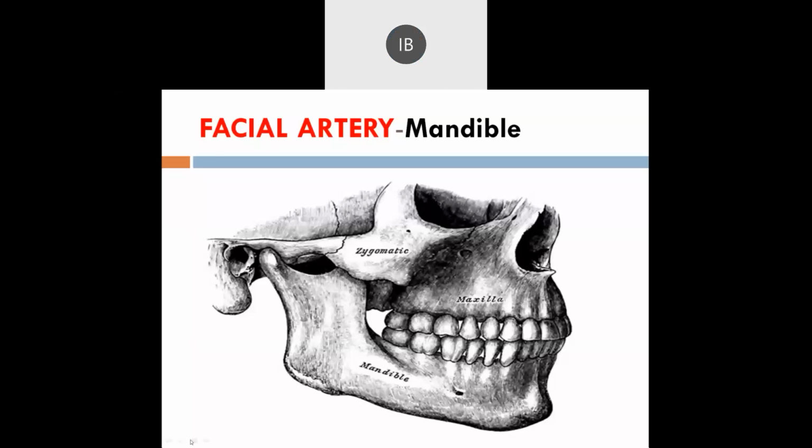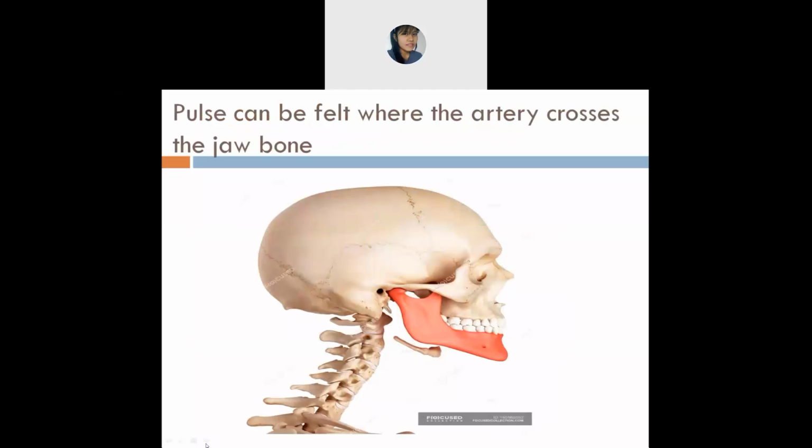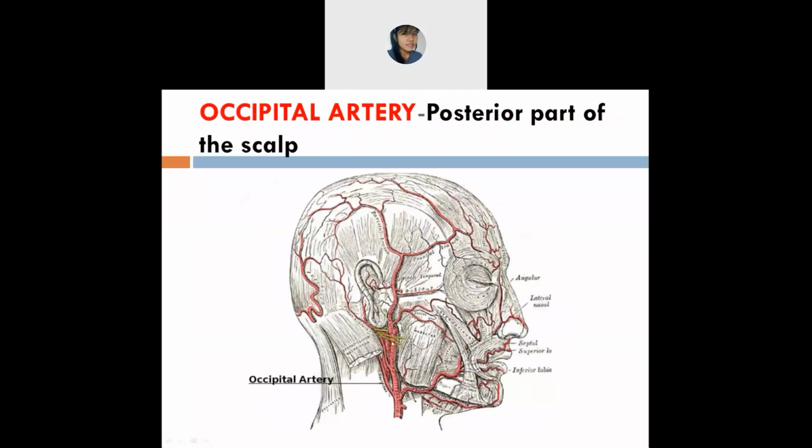Okay, Ilashara, am I audible? Yes, ma'am. Can you tell me where the occipital artery supplies? Supplies to the posterior part of the scalp. Okay, very good. So this is the occipital artery. Understand? And they go and supply the scalp. This is the posterior part, the back side, the scalp portion.